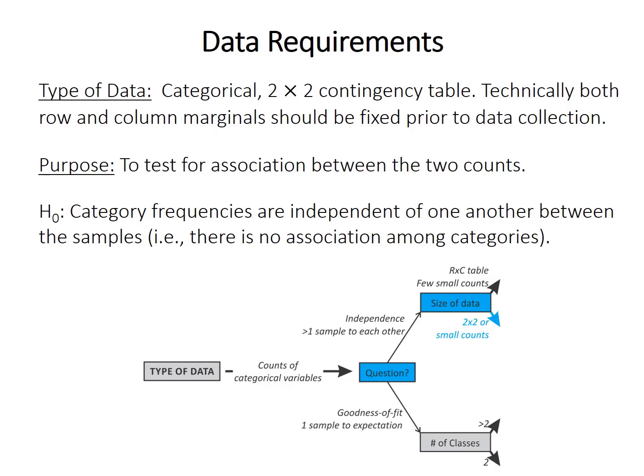So the test looks for an association between the two sets of counts, with the null hypothesis that the frequencies are independent between the two samples. Basically, put another way, there's no association among the categories, or there's no difference in the abundance between the different samples.